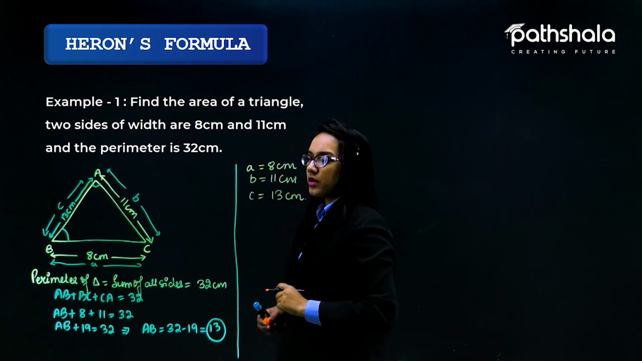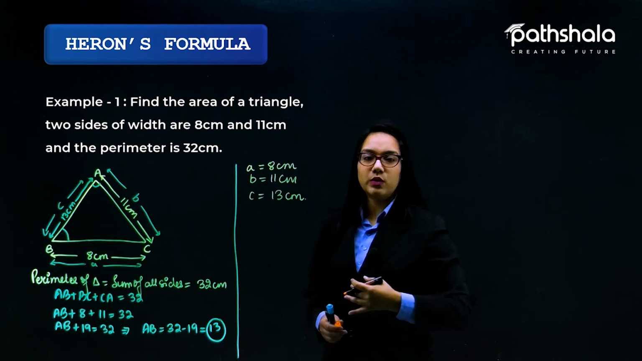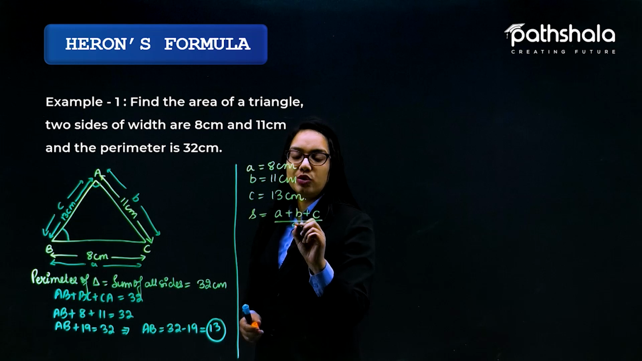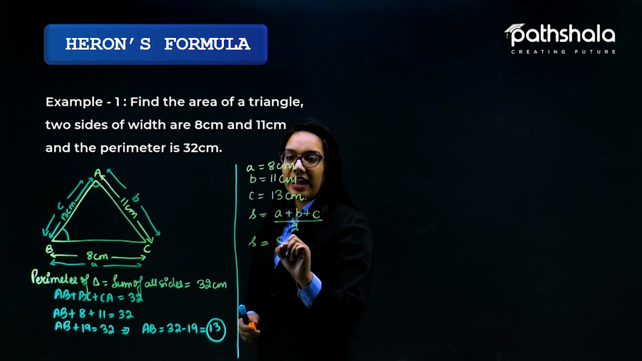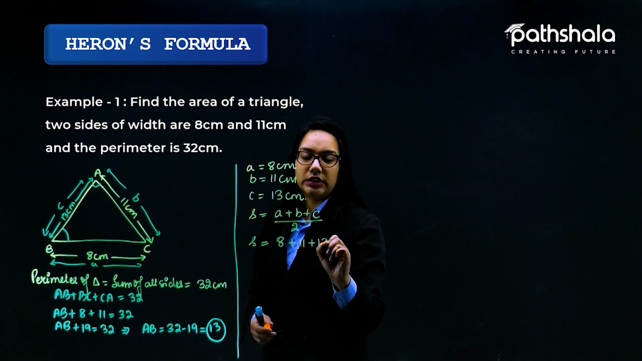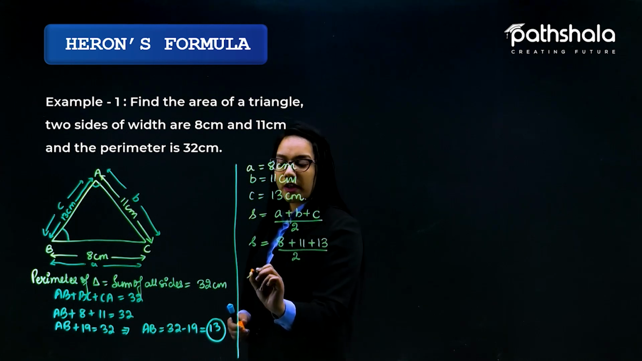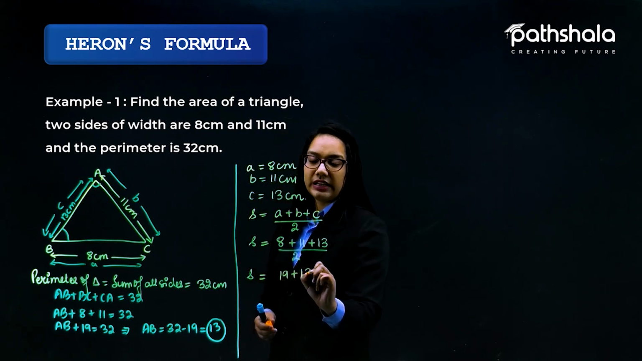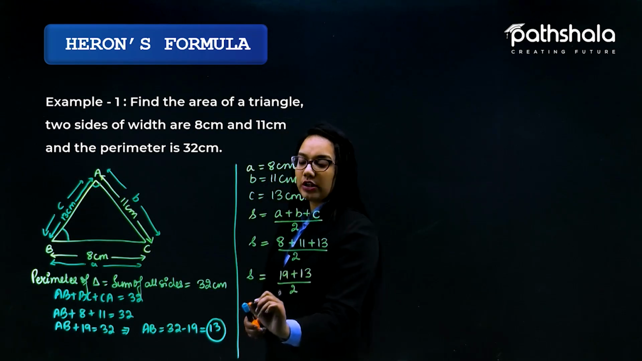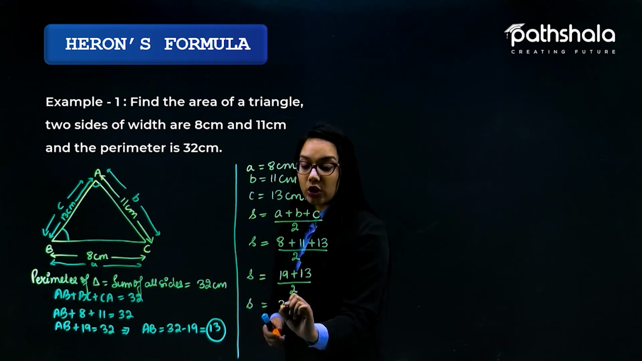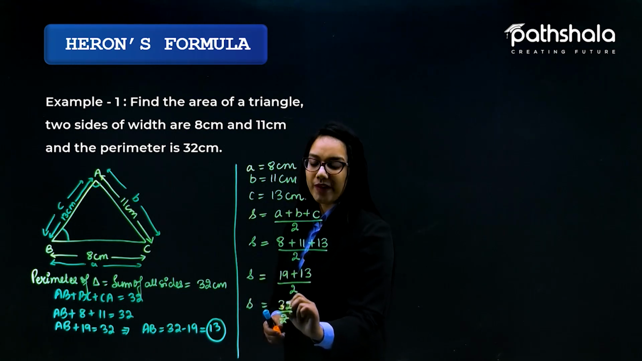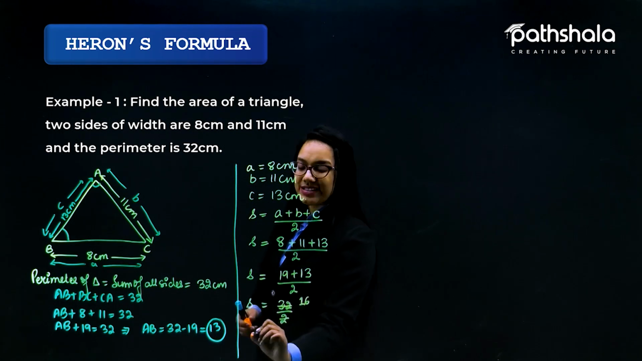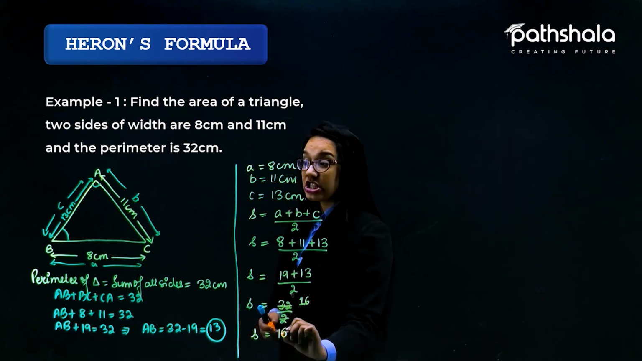Let's find the semi-perimeter first. As we know, the semi-perimeter S is A plus B plus C divided by 2. Let's plug in all the values: A is 8, B is 11, C is 13, whole divided by 2. This is 19 plus 13 divided by 2, and further S is 32 divided by 2. So the semi-perimeter comes out to be 16 centimeters.